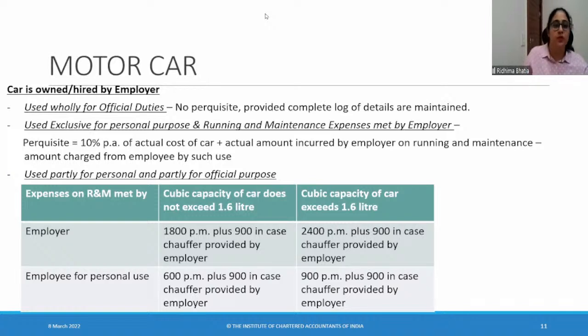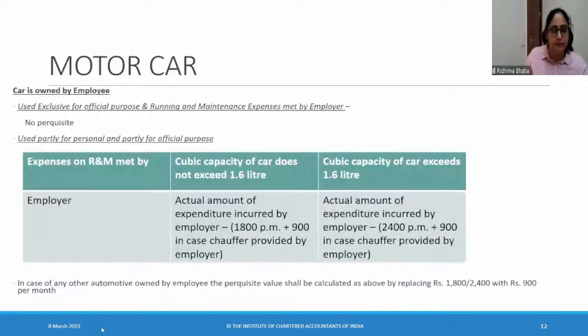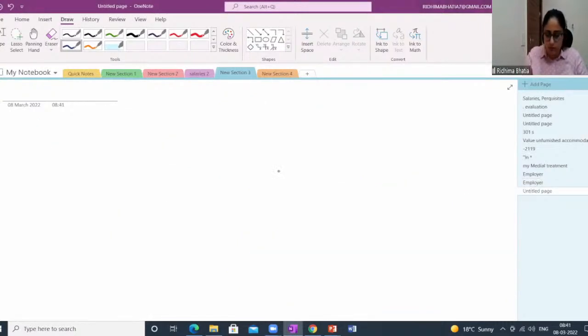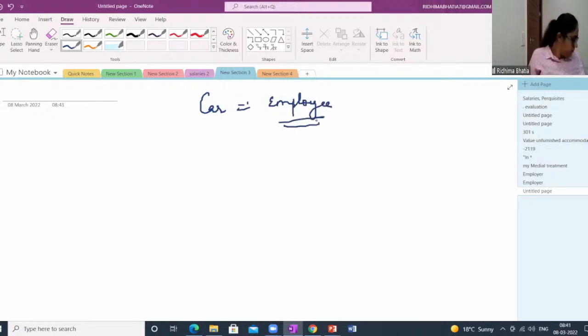Now, what will happen if the car is owned by the employee? Employee का कार है, perquisite कब होगा? When would perquisite come into picture? ध्यान से सोचना, ठीक है? Car is owned by employee.